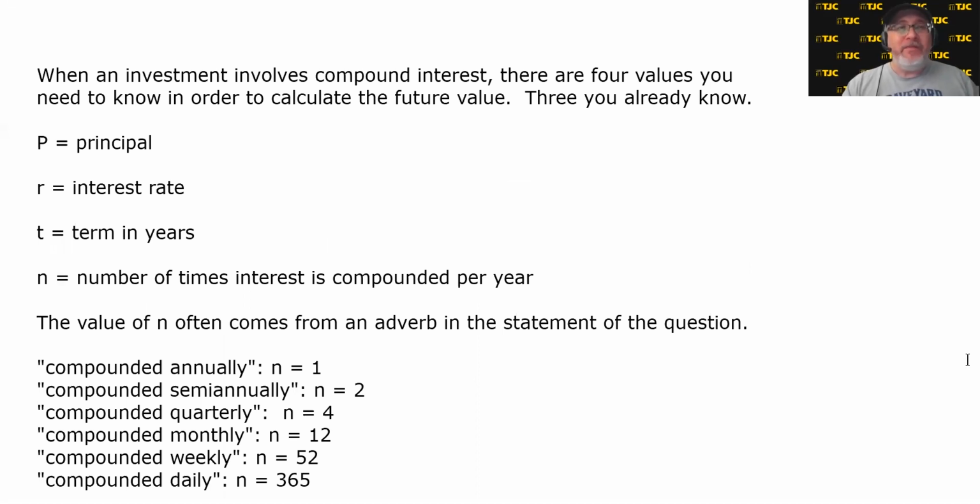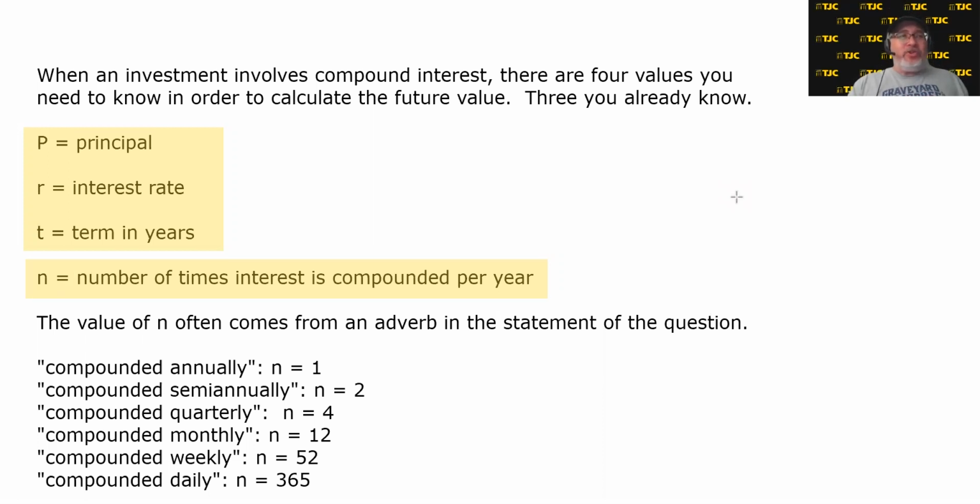When an investment involves compound interest, there are 4 values you need to know in order to calculate future value. 3 of them you already know. P equals principal, R equals interest rate, T equals term in years. These were the same parameters that we used when we calculated simple interest. But now we have a 4th variable. N is the number of times interest is compounded per year.